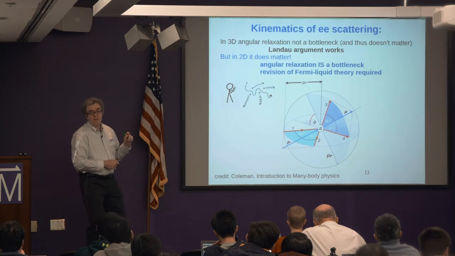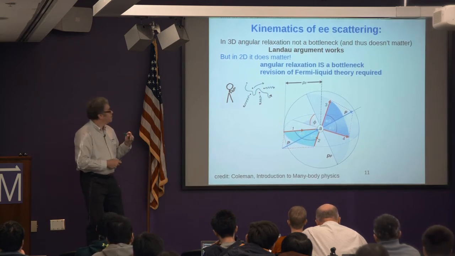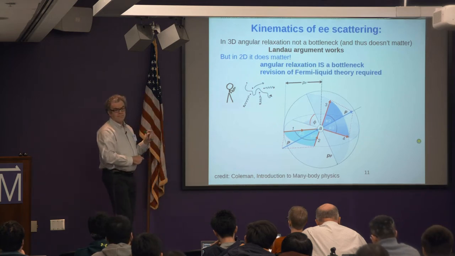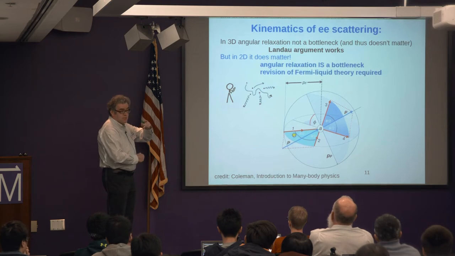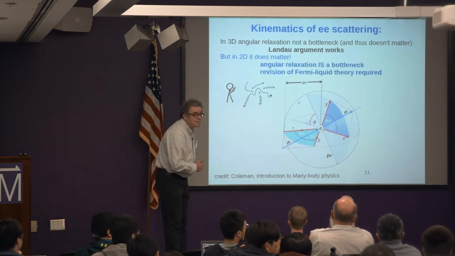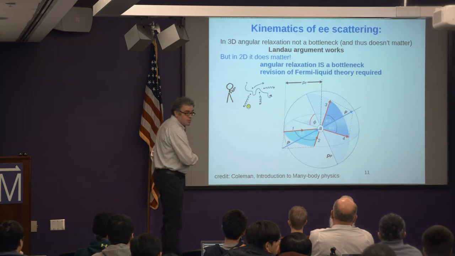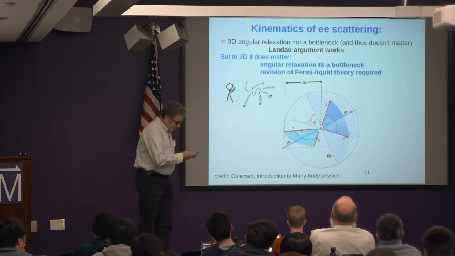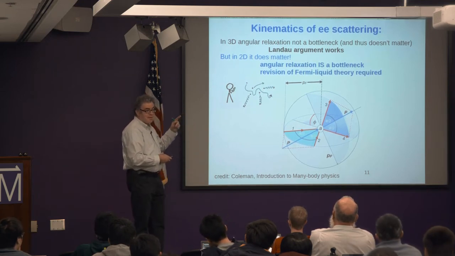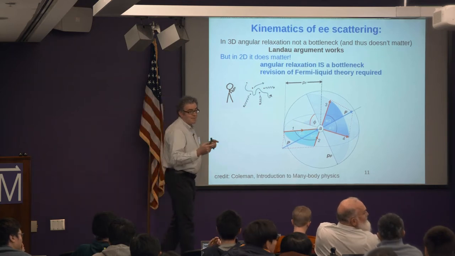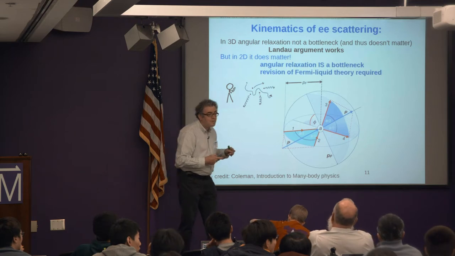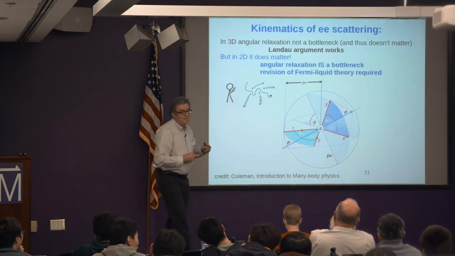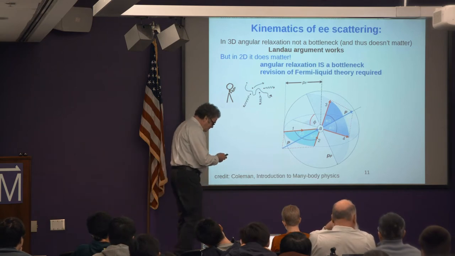Any questions so far? Who is the other person you had in your picture of Landau? It's Enrico Fermi. Okay, thank you. Oh, you mean on the first page. So this was Fermi? Enrico Fermi, okay. And Landau, because Landau Fermi liquid.